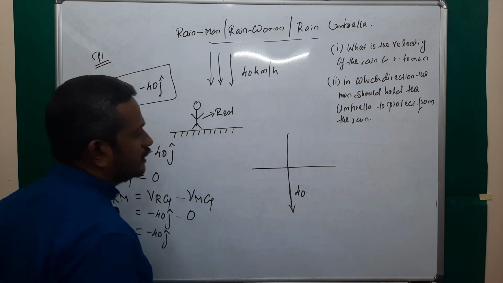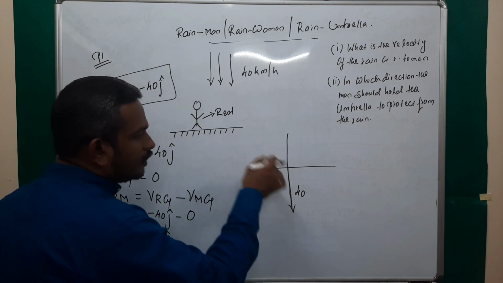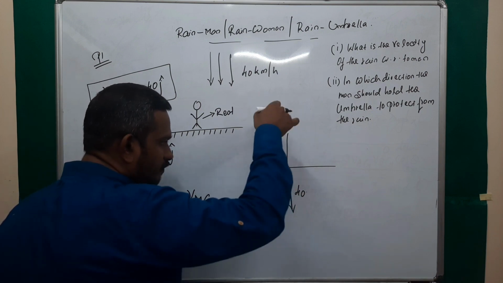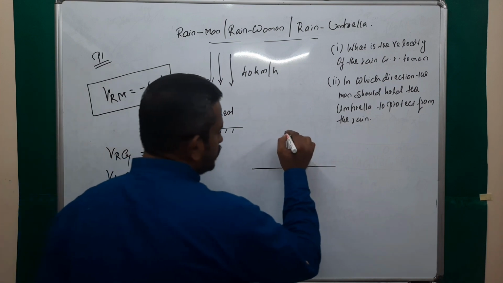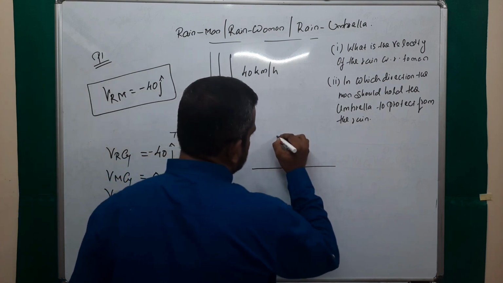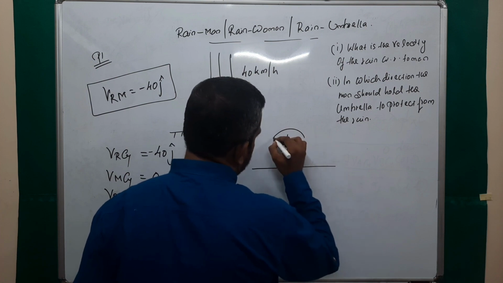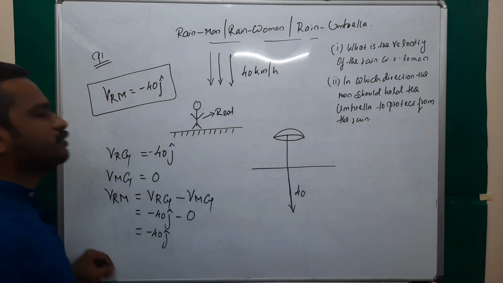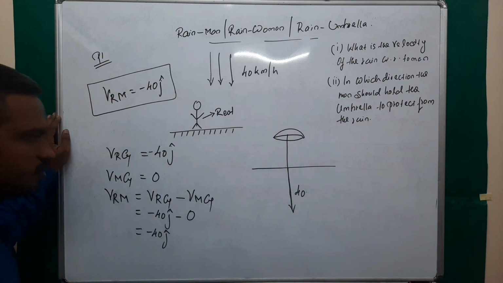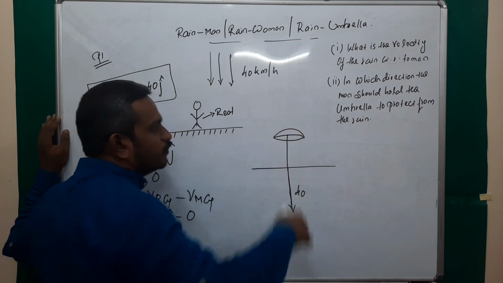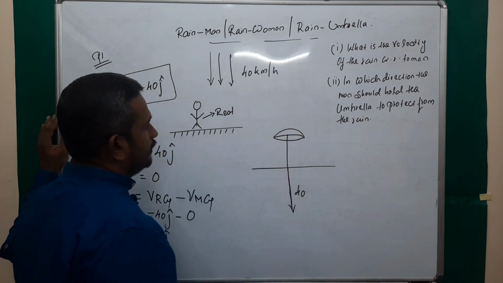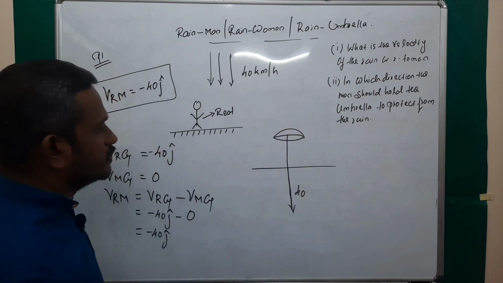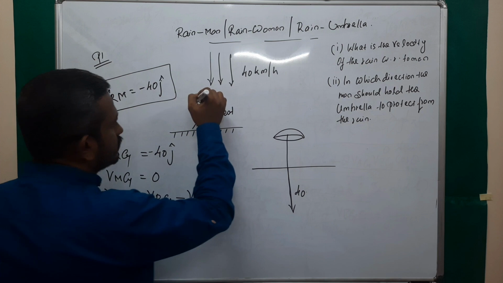So according to the man, he feels that the rain is falling vertically downwards. So in which direction should he hold the umbrella? He should hold the umbrella like this. So the rain is falling with a speed of 40 kilometer per hour, vertically downwards. So he should hold the umbrella like this.